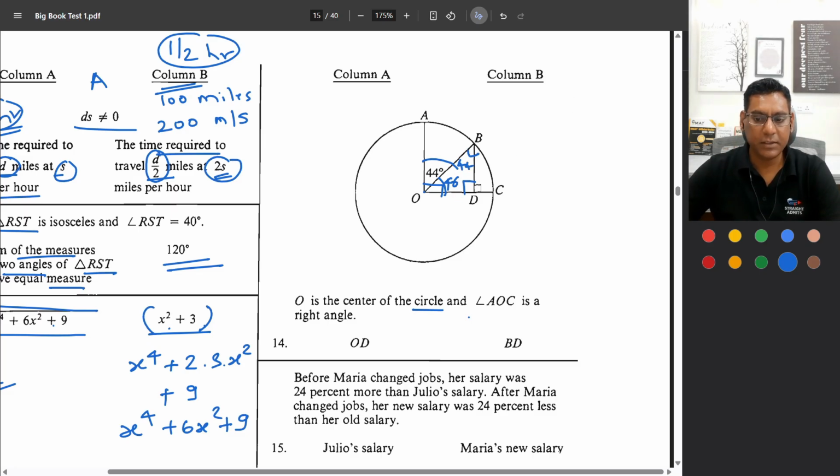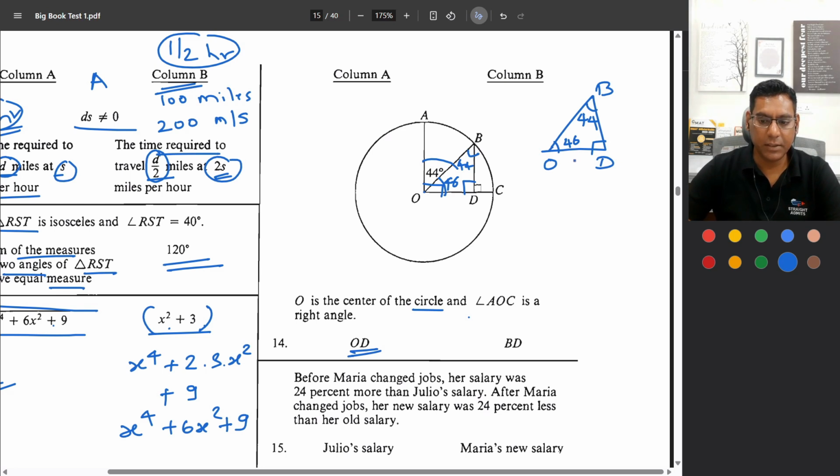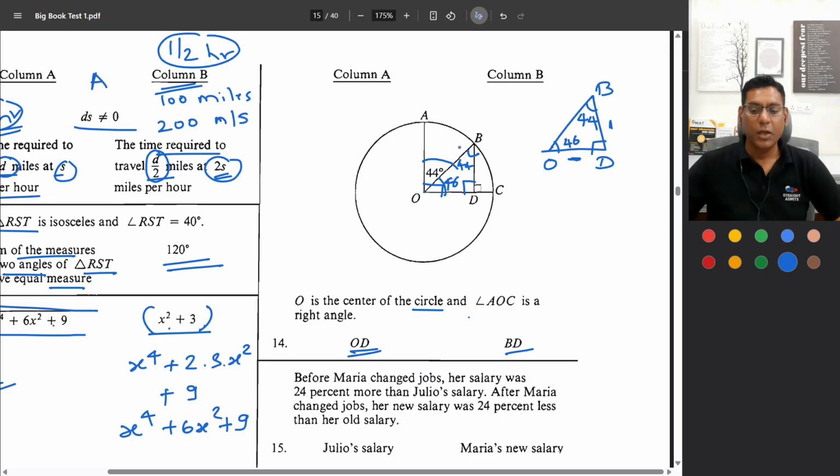So if I look at this triangle, just for the sake of simplicity, I'm drawing it again. What do I have? This is 90 degree. This is 46, slightly more than 45. This is 44, slightly less than 45. They are asking this OD line versus BD line. So in this triangle, which side is bigger? Obviously the side against the bigger angle will be bigger, so BD is going to be bigger, so answer is going to be B.